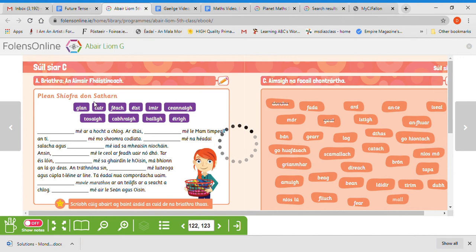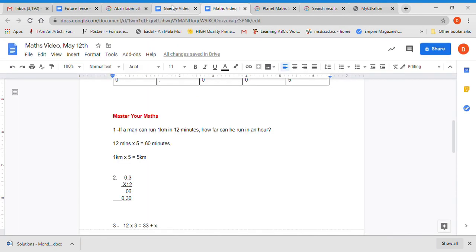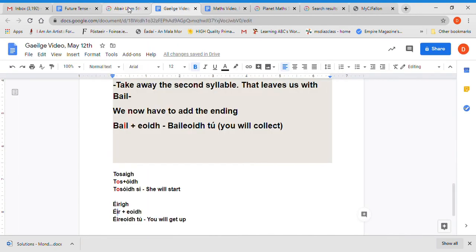So as I said earlier, select the verb, put it in the future tense, and decide where it goes. I think that's all for Irish for the time being.